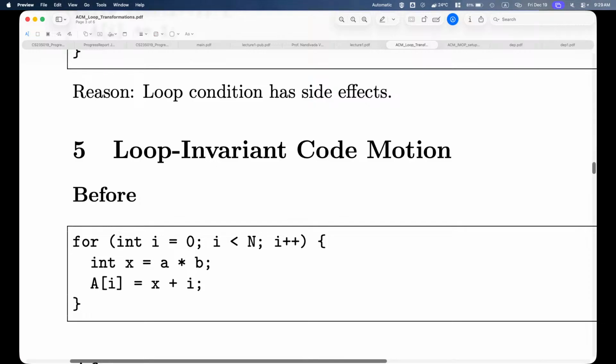Friends time. What can go up? Can anything go up? X equal to a times b can go out. What is the loop def here? I is clearly loop def. What else? And a. Okay, capital A. Small a times b is loop invariant. Correct? Let's look at one more quick example.